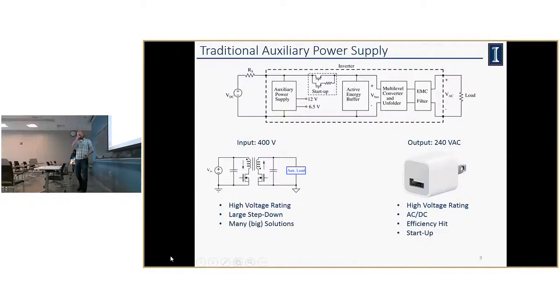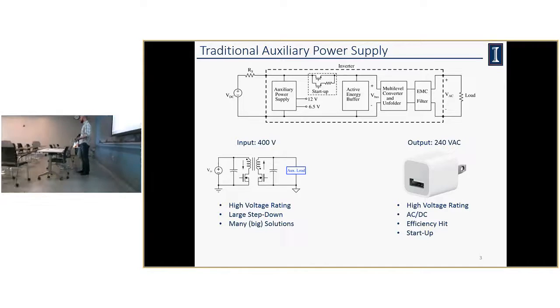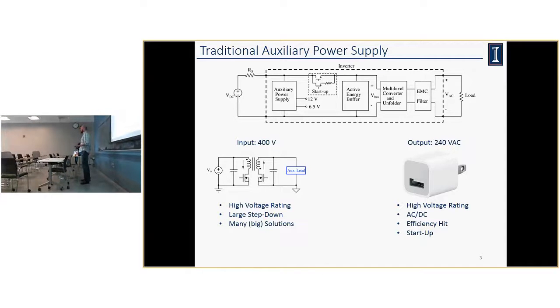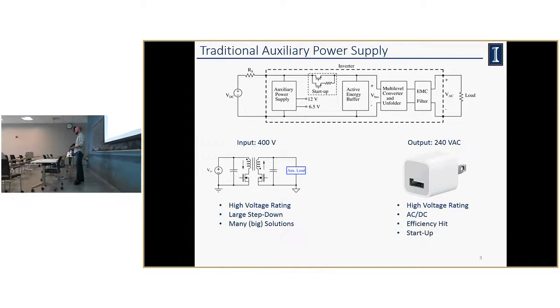So in the traditional case, this is looking at the Google Littlebox case specifically. You have an input of 400 volts, you have an output of 240 volts AC. One option is to take this from the input, take 400 volts and step it all the way down to say 12 volts or 5 volts. But this means that that auxiliary power supply has to have very high ratings. It has to do an extremely large step down, which usually means it's not a very efficient converter. There's lots of solutions out there, but they're pretty bulky. Usually you're talking about a pretty sizable transformer.